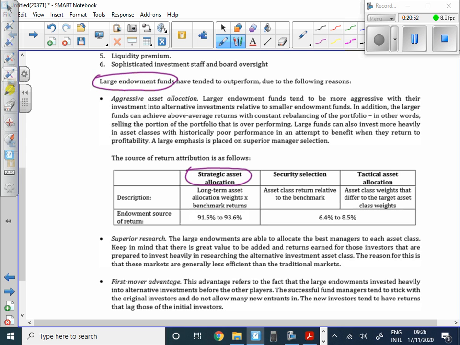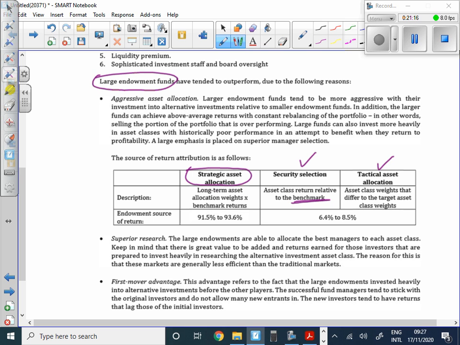Okay, where else can you get return from in terms of attribution of the return, albeit that it's relatively small relative to strategic, is tactical asset allocation. You move your assets around, okay, and security selection. In other words, you try and find a security that's not in the benchmark. Because if it's in the benchmark, that's part of strategic.